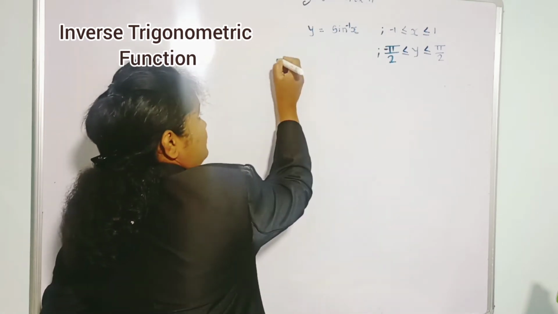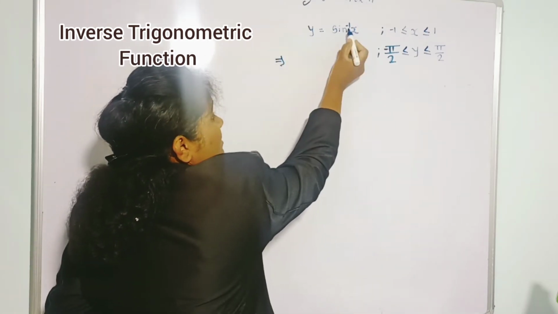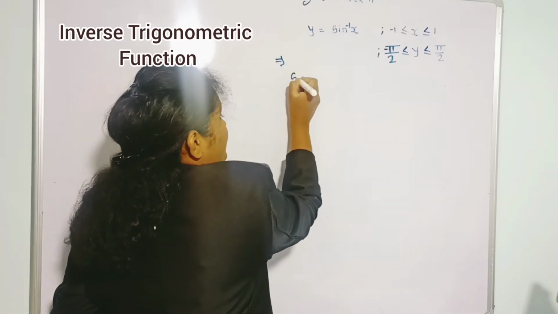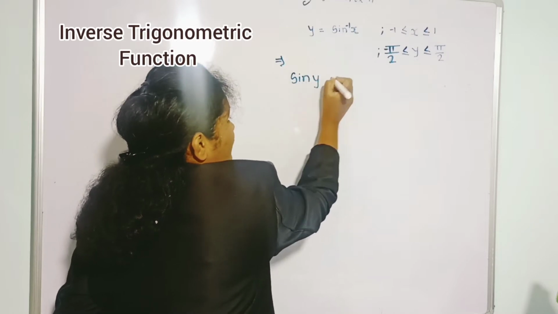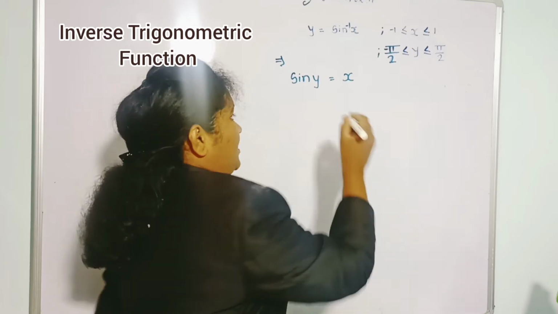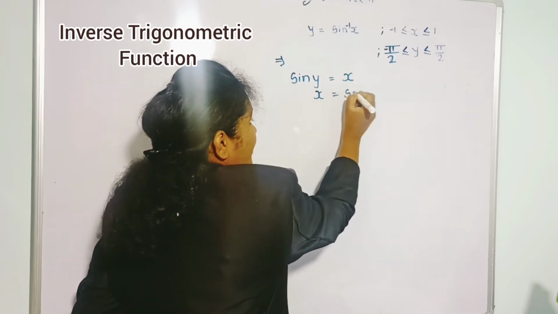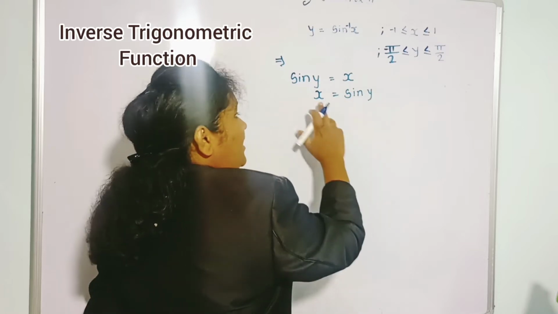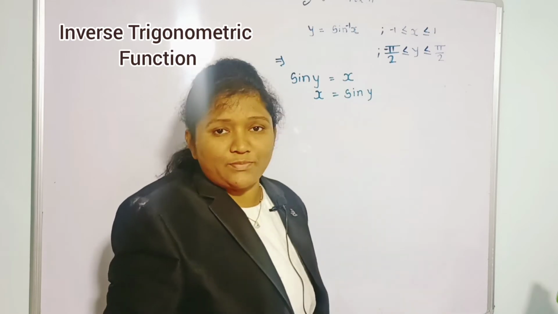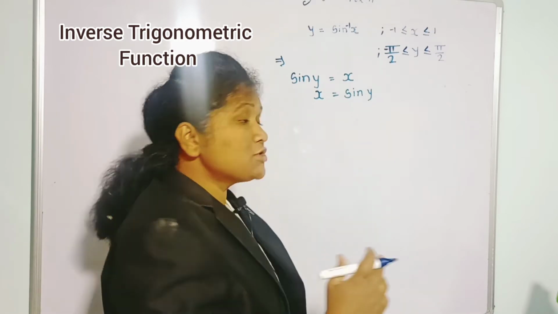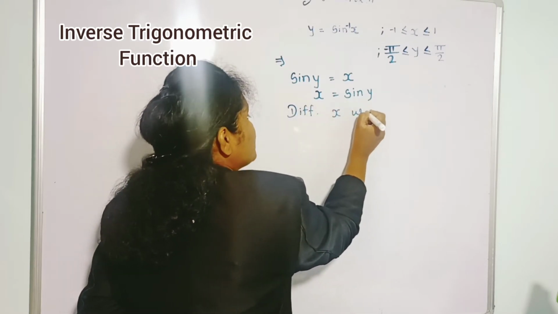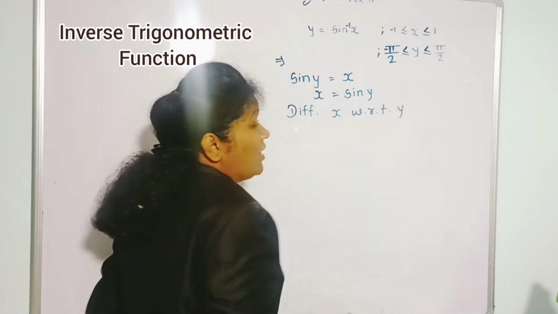Here consider y equals sine inverse x. Shifting this sine inverse, we get sine y equals x. This is very simple. Write it like this: x equals sine y. Here also x lies between minus 1 to 1 and y lies between minus pi by 2 to plus pi by 2. Now differentiate this x with respect to y.